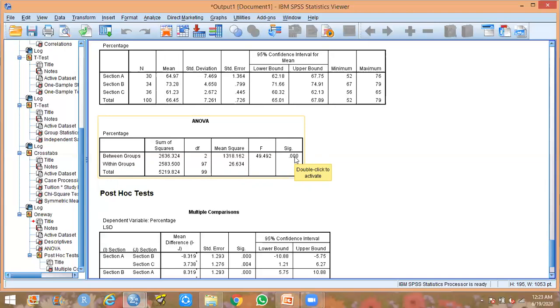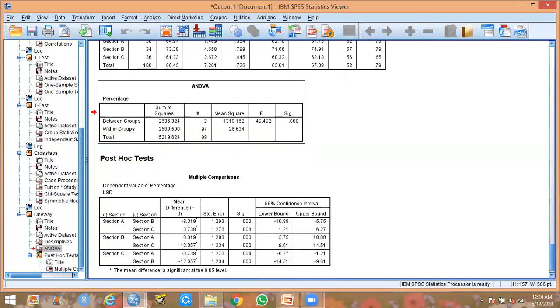What is your null hypothesis? The academic performance of the students among the 3 sections is the same. That is your null hypothesis. But what is happening now? You are rejecting it because the value is highly significant. That's why you are accepting your alternative hypothesis. What is that alternative hypothesis? There is some significant difference between the academic performance of the students in 3 sections.